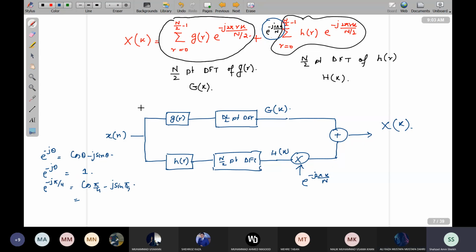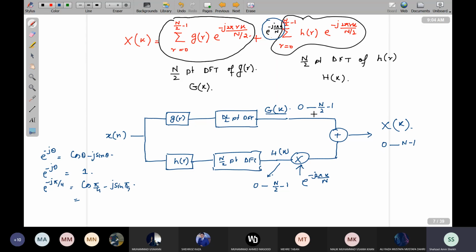No, sir. Okay. Now my question is that G of k is n over 2 point DFT. So it is defined from 0 to n over 2 minus 1. H of k is n over 2 point DFT, again defined between 0 to n over 2 minus 1. What about X of k? X of k is n point DFT and that is defined between 0 to n minus 1.